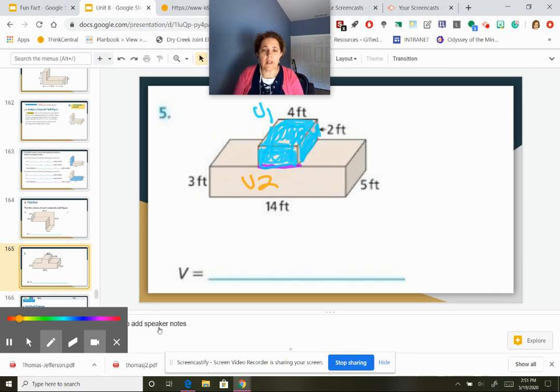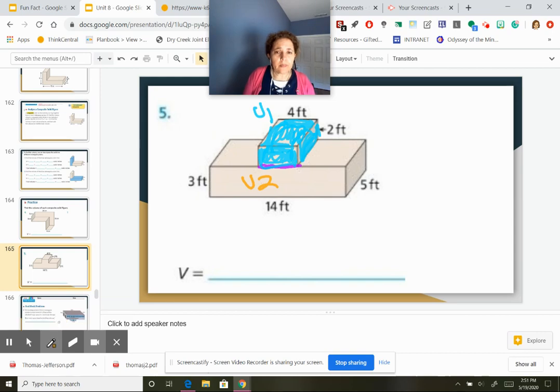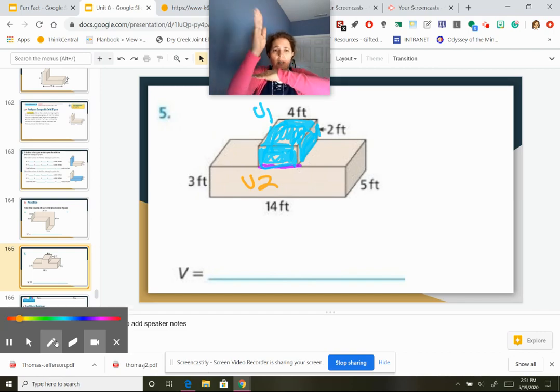Okay, as you can see, I went ahead and colored in this top one light blue, and I'm calling this one volume 1. And then I went ahead and labeled this one volume 2. So I now need to find my volume 1, and remember volume is equal to length times width times height. So go ahead and write your formula out. I'm going to go ahead and do that. So volume.